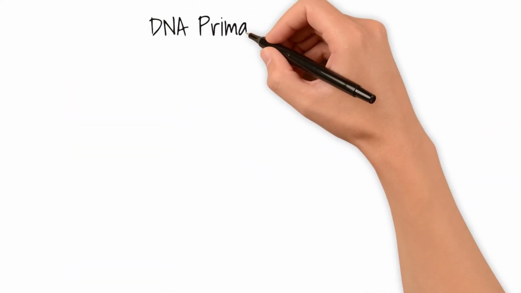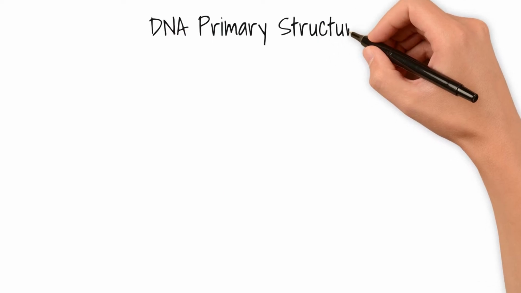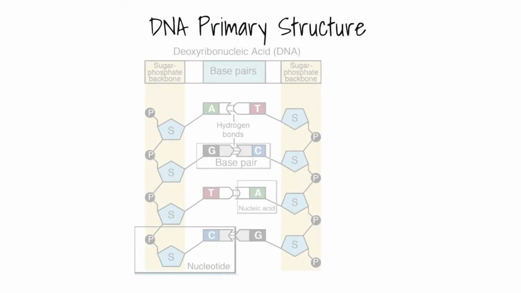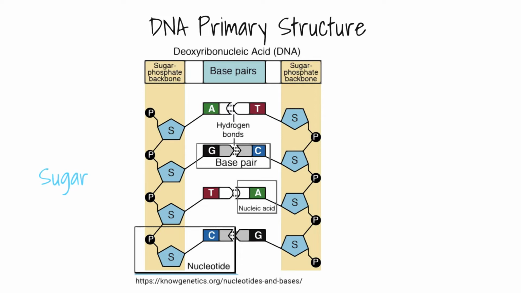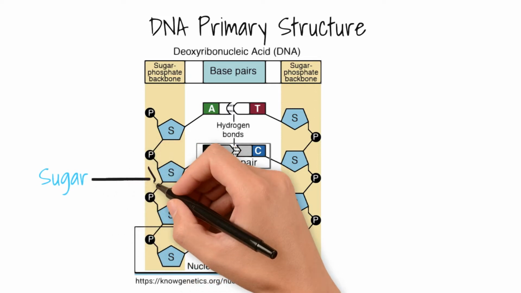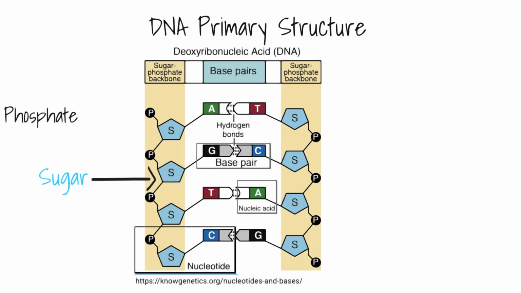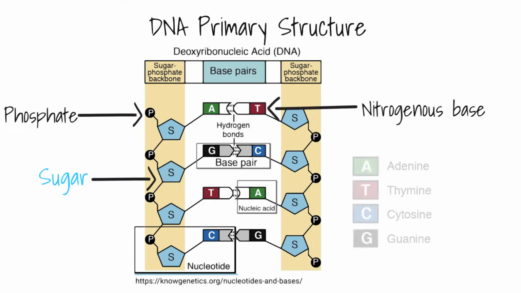DNA structure is divided into four parts: primary, secondary, tertiary, and quaternary structures. The primary structure of DNA consists of a string of nucleotides that are connected together by a phosphodiester bond. Nucleotides have three important parts: a sugar molecule, a phosphate group, and a nitrogen base. The four nitrogenous bases in the DNA are adenine, thymine, cytosine, and guanine.